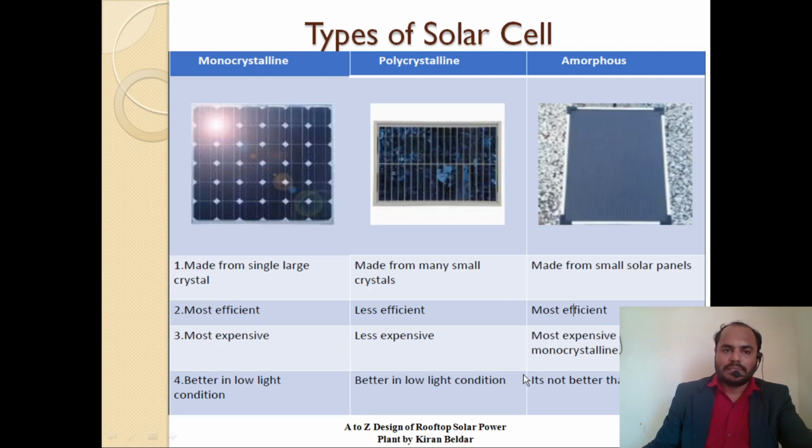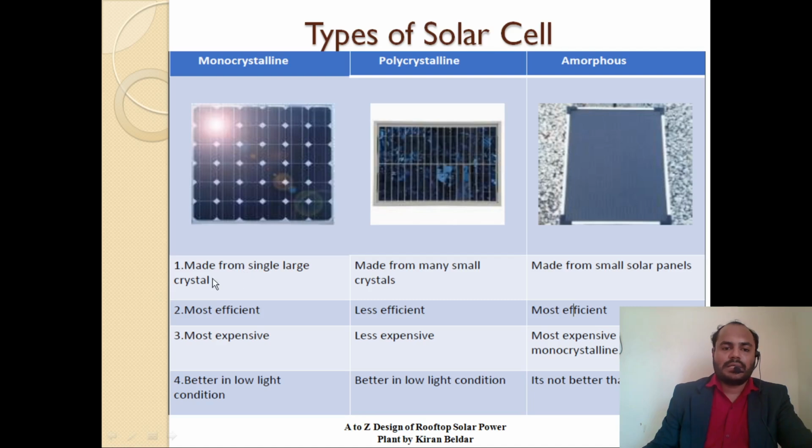Types of solar cells. Basically there are 3 major types of solar cell that are currently used by most of the solar manufacturing companies. One is monocrystalline solar cell, polycrystalline solar cell and amorphous type of solar cell. Nowadays monocrystalline is very popular.